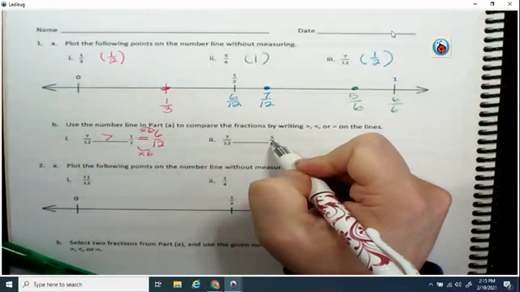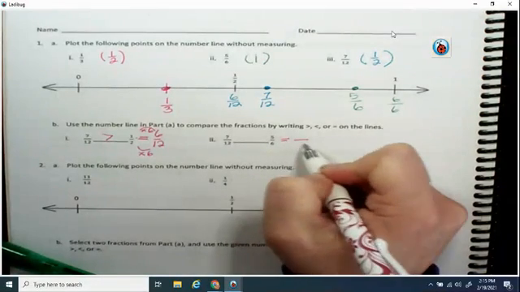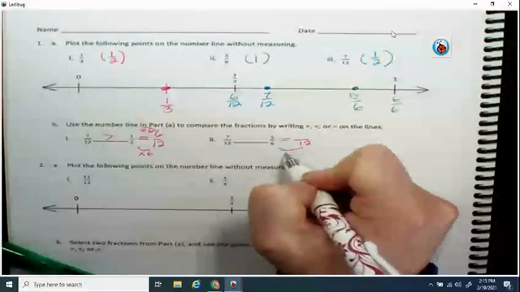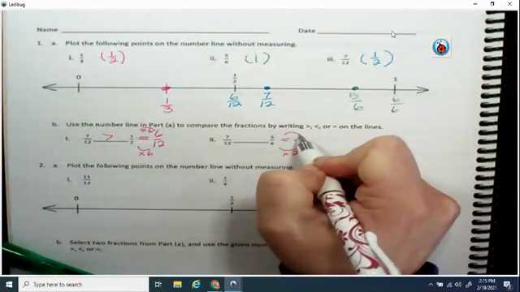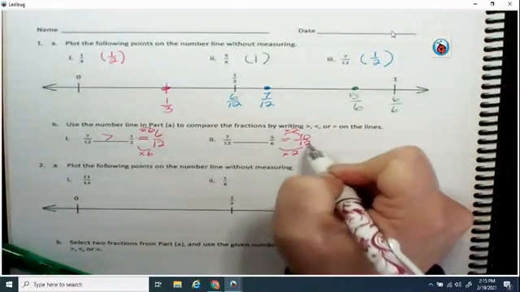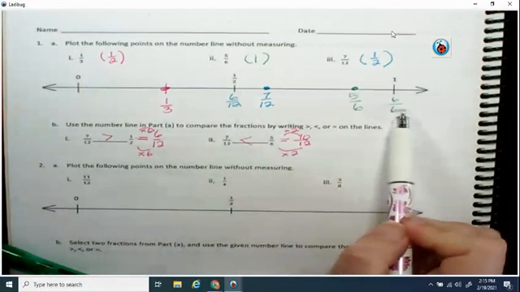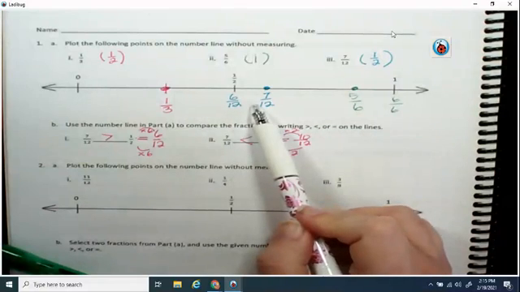Okay, so 5/6, let's make this into 12ths. We'll make our 6ths into 12ths. So to do that, it's times 2, times 2, so this would be 10/12ths, and 10/12ths is definitely bigger than 7/12ths. Do you see how making it into equivalent fractions helps us see which one is bigger, and it also kind of helps us figure out where they go up here on the number line.